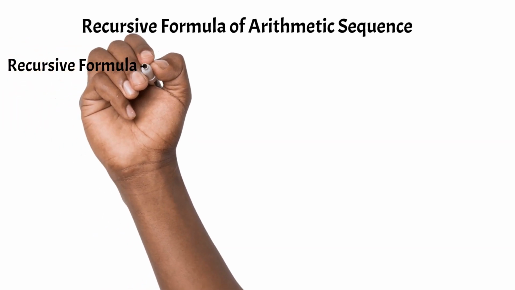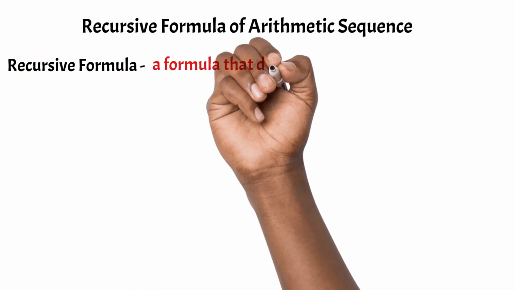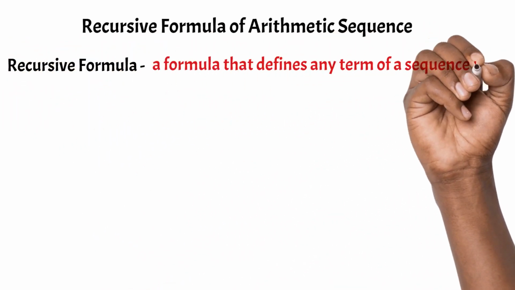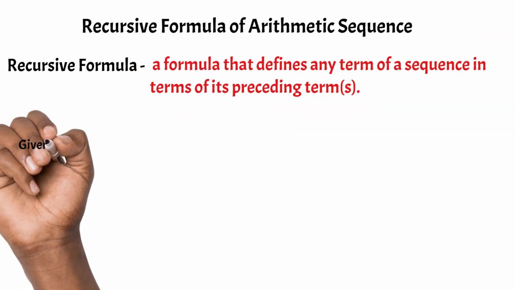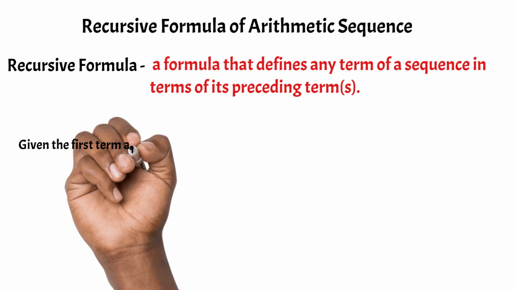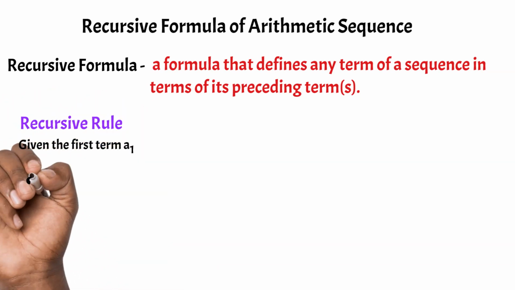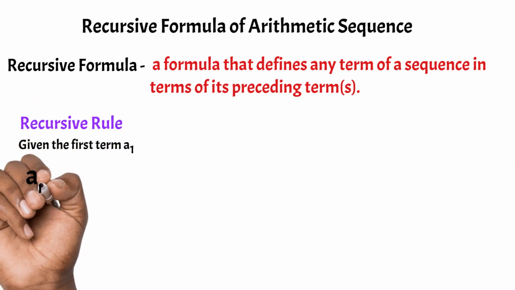Today we are going to look at the recursive formula of arithmetic sequence. The recursive formula is a formula that defines any term of a sequence in terms of its preceding terms. When I'm given the first term a sub 1, we can apply the recursive rule.